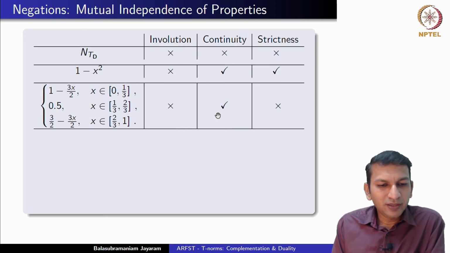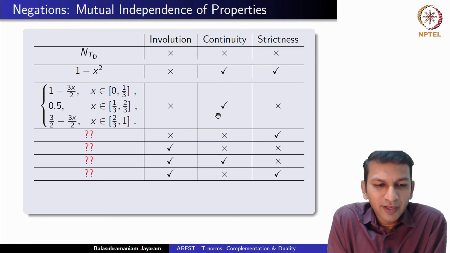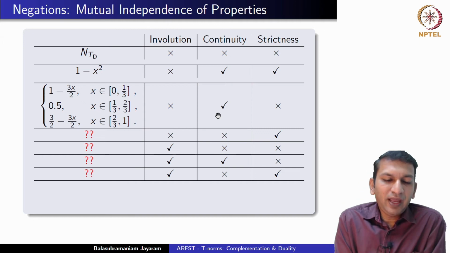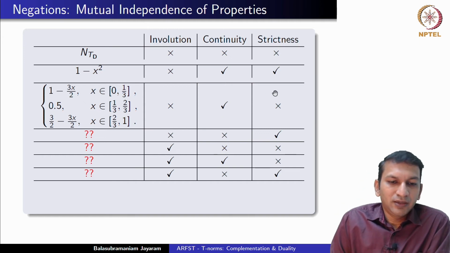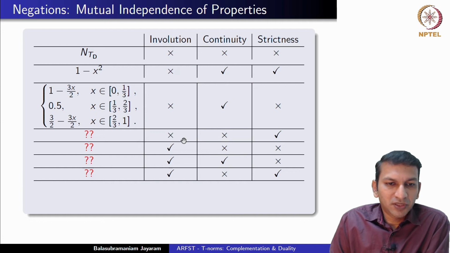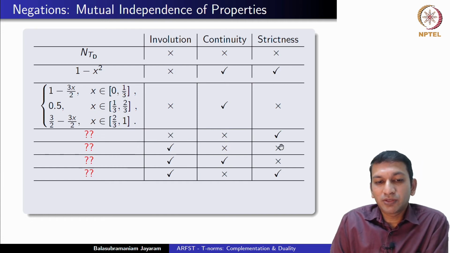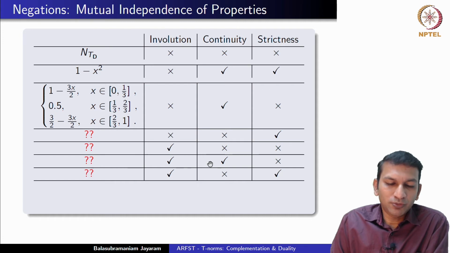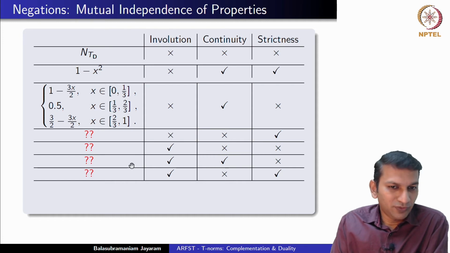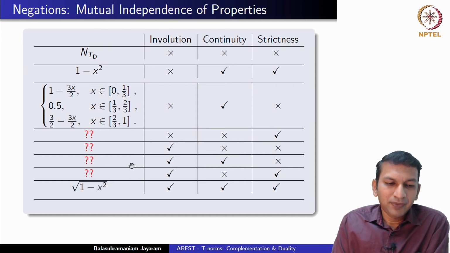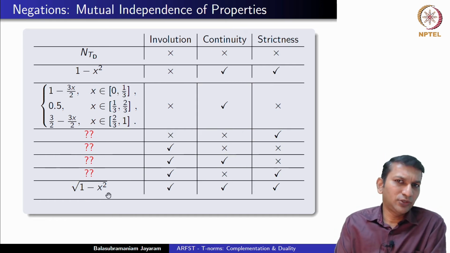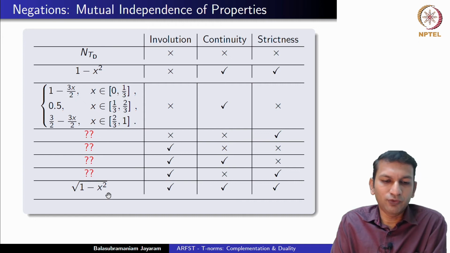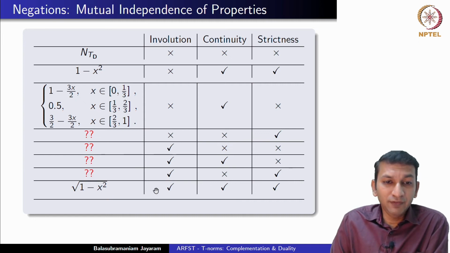Now, what about other options? You cannot find any example such that it is only strict and not continuous or involutive, or it is involutive but neither continuous nor strict, and other such options. Why is it so? We will see that presently. One last example, if you look at root of 1 minus x squared, or the usual classical negation 1 minus x, it is involutive, continuous, and strict.